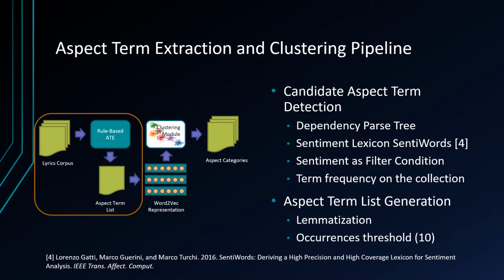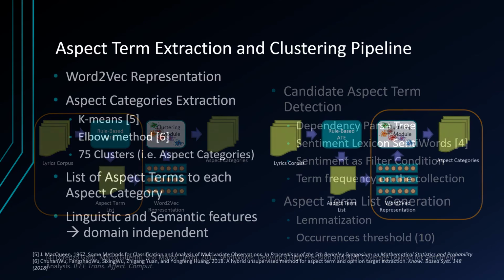Then it filters the candidates whose occurrence number is lower than a threshold. It allows discarding aspect terms not relevant to the domain and denoising data, which fits the following steps. This threshold is empirically set to 10.